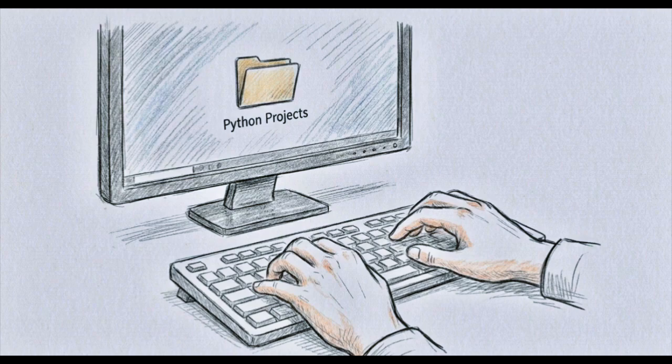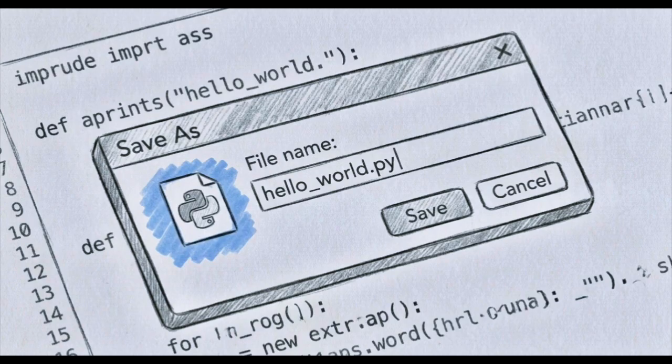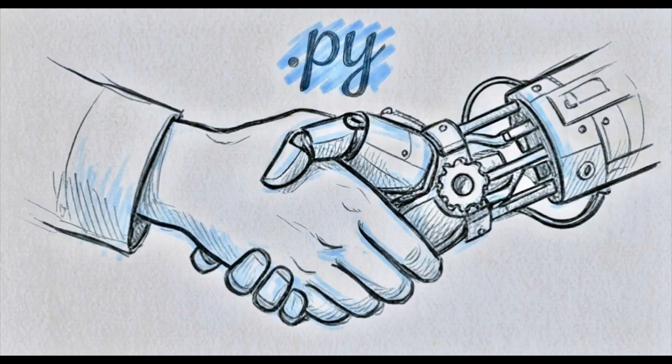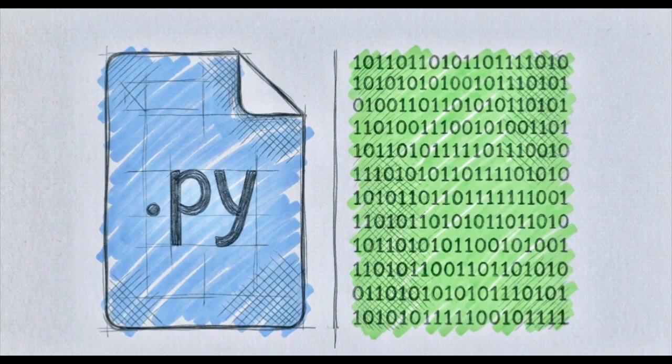Create a new folder on your computer for your projects. Open your code editor, create a blank file, and save it exactly as helloworld.py. That .py file extension is a digital handshake. It tells your computer, everything in this specific file is meant strictly for the Python translator.